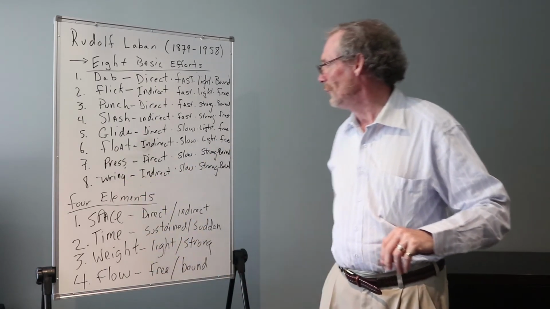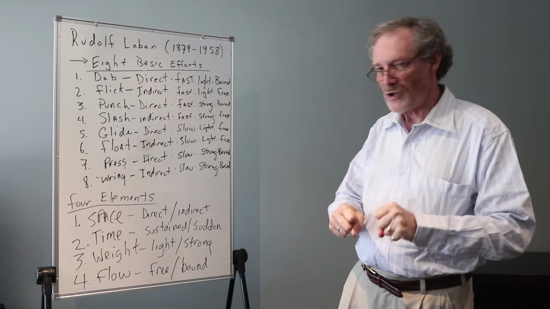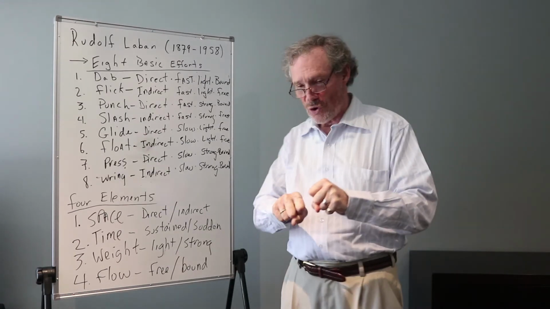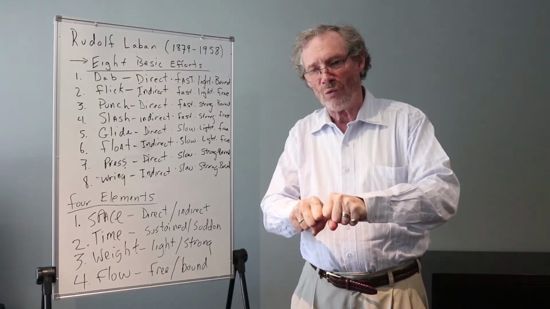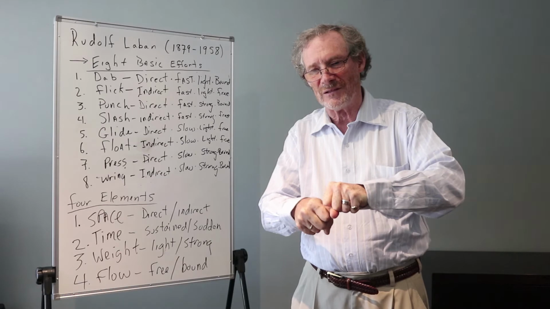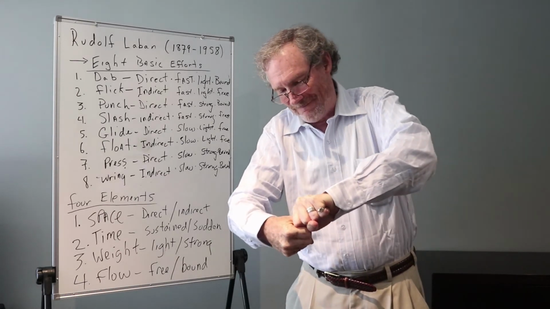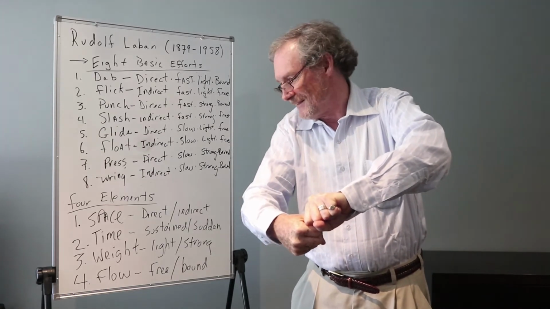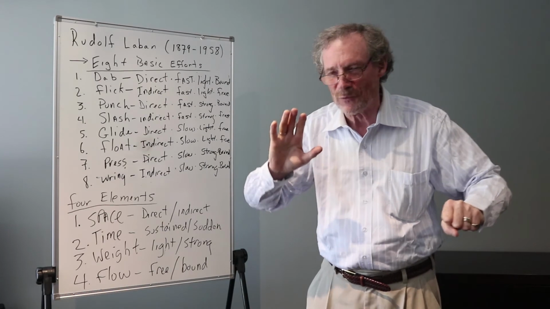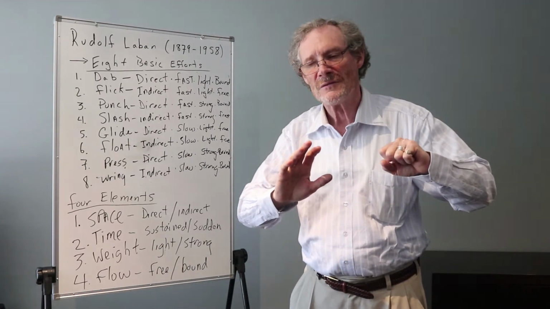And finally, wring. Indirect, slow, strong, and it's bound. So you can imagine wringing out a wet towel or wringing out a set of bathers, where you really feel that tension. You feel that resistance. I like to feel that the strong ones have a resistance and the light ones don't have resistance.